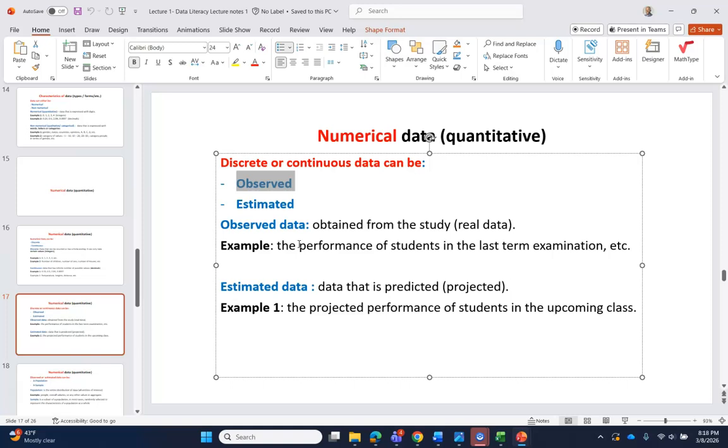And sometimes we can estimate. For instance, we can estimate how many students are coming to class before they are there, before we observe them. So we will use probability to estimate our data. And when we come to the topic of probability, then we will see how we can make some estimations different from data which is observed.